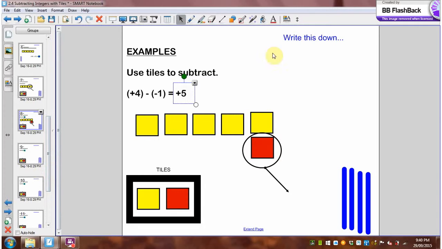Okay, so take a second, make sure you write that down. Don't worry, that may be a little bit confusing where we're adding tiles in to subtract, but we're going to do a lot of examples now to make sure you got it down pat. Okay, so pause the video if you need to and ask any questions if you need to. If not, let's move on.